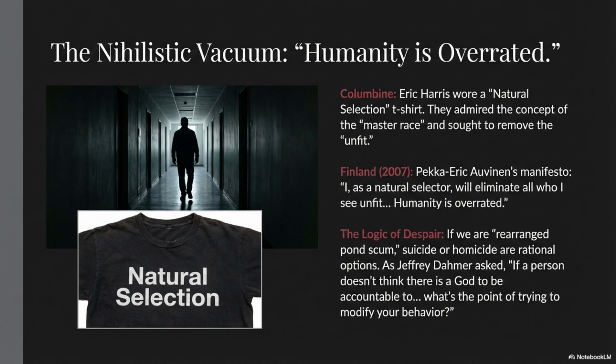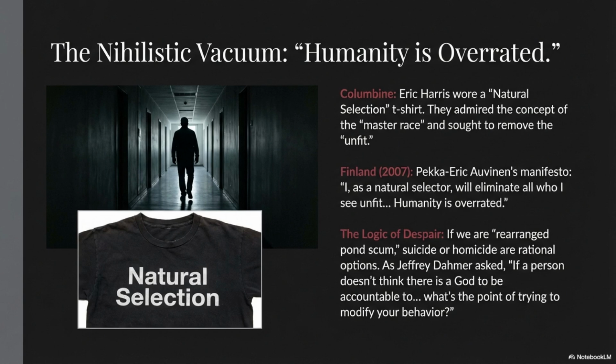What they're saying is that for some specific shooters, they mentioned the Columbine killers and Pekka-Eric Auvinen in Finland, the evolutionary worldview provided the justification for their actions. I remember the detail about Columbine. One of the shooters wore a natural selection t-shirt. And Auvinen's manifesto was even more explicit. He called himself a natural selector. He wrote about eliminating the disgraces of the human race.